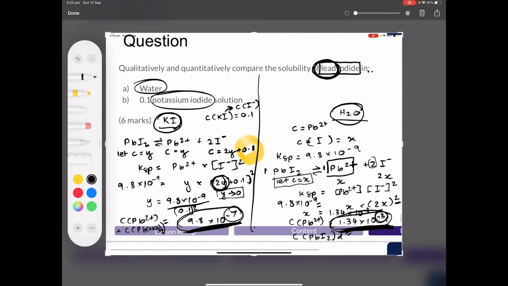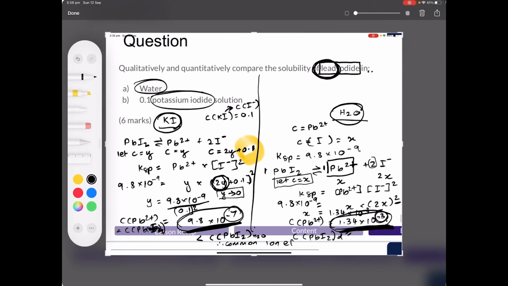Good. So that's your final answer, and all you have to identify is this is less than the concentration of lead, or what I write, lead nitrate, it's lead iodide. So this is less than the concentration of lead iodide in water. And right, therefore, common ion effect.